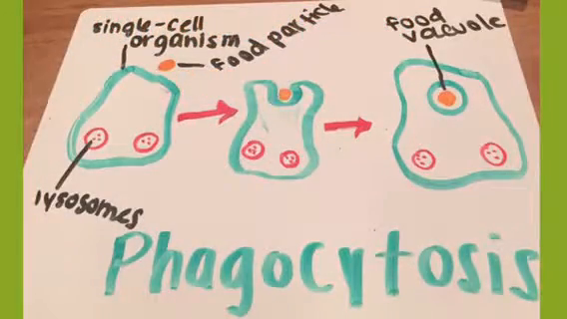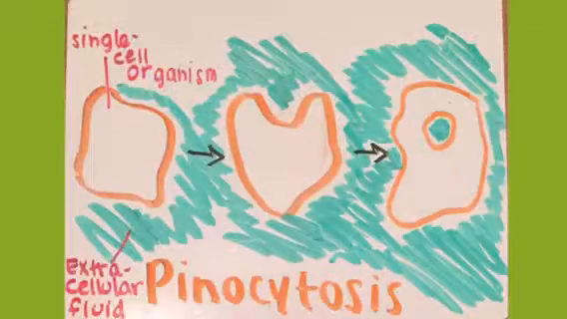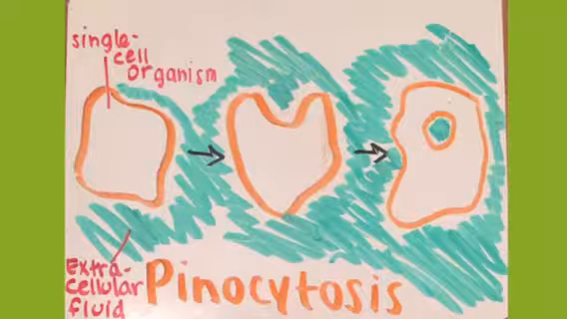Phagocytosis is when the single-celled organism uses energy to break its cytoskeleton so it can engulf a food particle. Then, with the organism's lysosomes, it breaks apart the food and absorbs its nutrients. Pinocytosis is when a single-celled organism engulfs extracellular fluid, for the molecules dissolved inside the extracellular fluid.